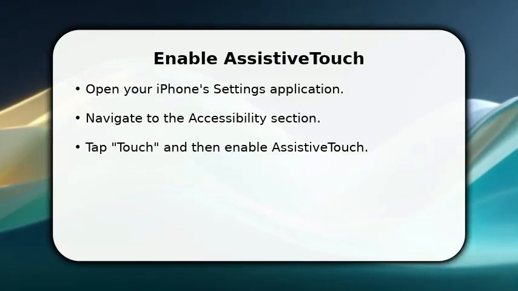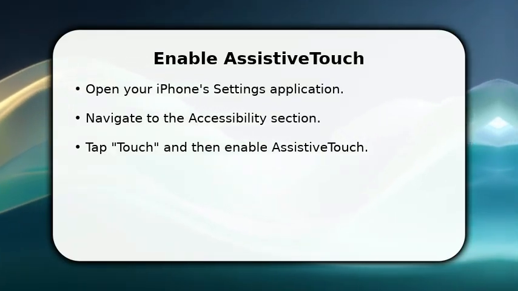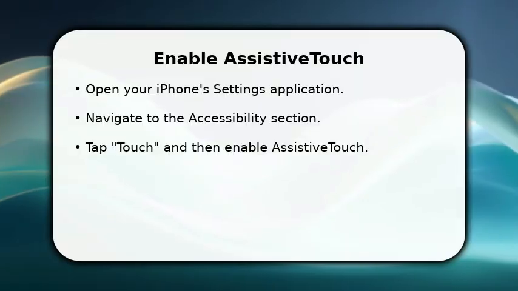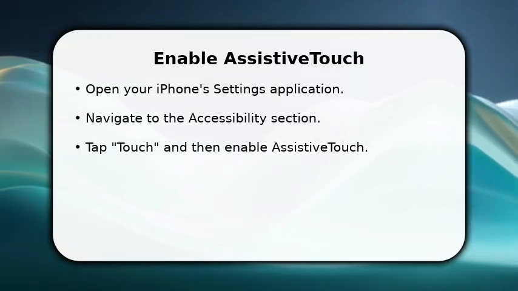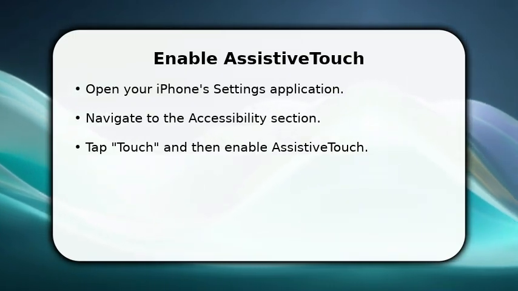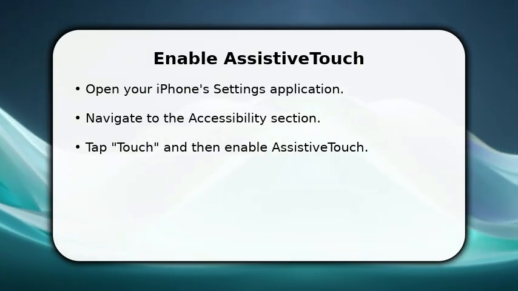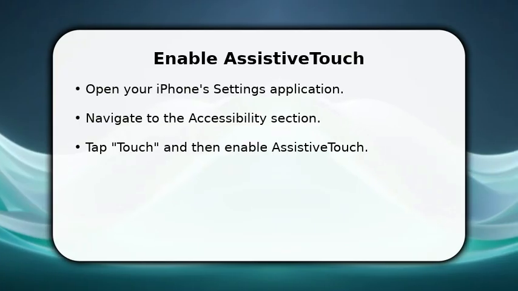In this video, I will explain how to get the white circle on your iPhone. First, open your iPhone Settings app. Scroll down and tap Accessibility, then select Touch. Finally, toggle the Assistive Touch option to the On position. You will immediately see the white circle appear on your screen, ready for use.